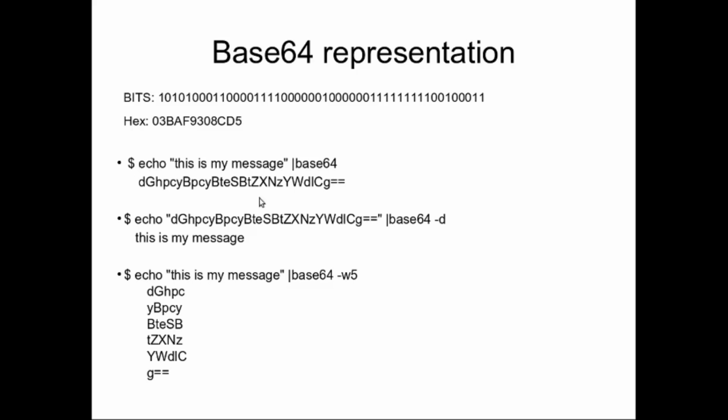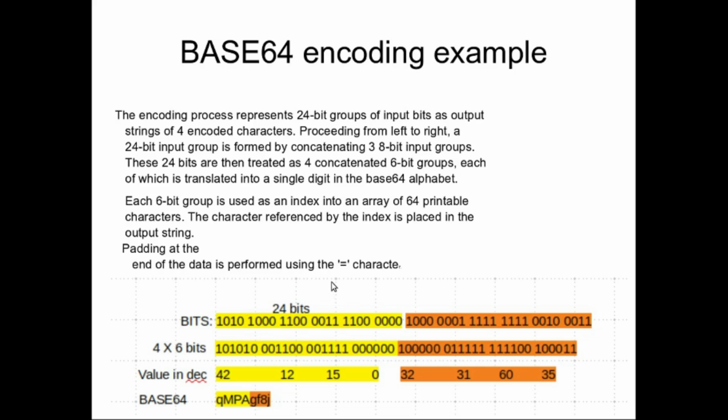And to make it reverse, you just encode this in base64 with -d for decode, and you get your message back. You can also write this base64 message in width 5, so each line will have only 5 characters. So these are different ways of output for base64. Okay, now what is base64?